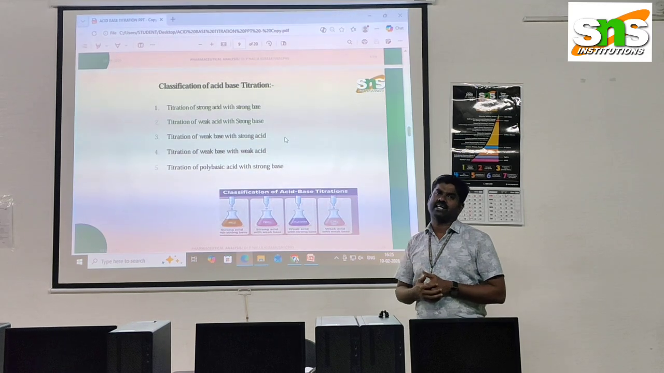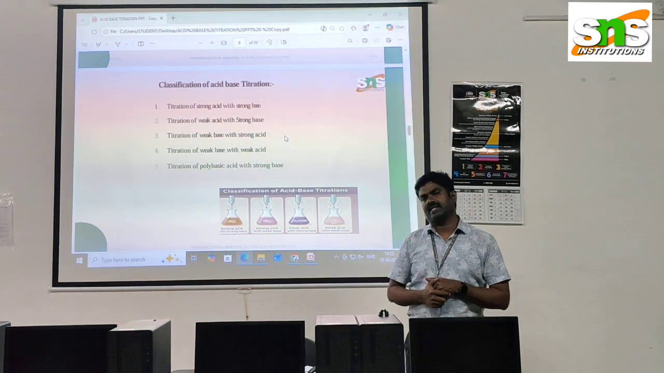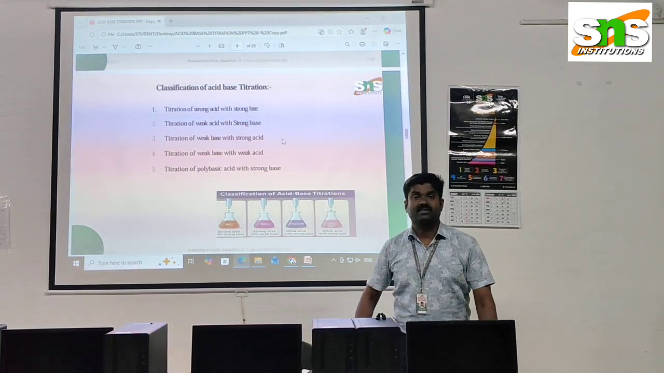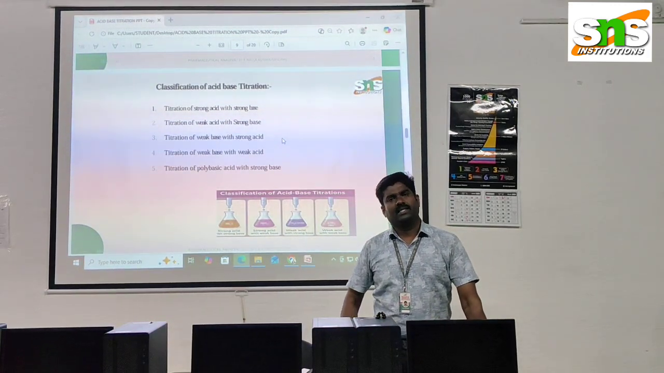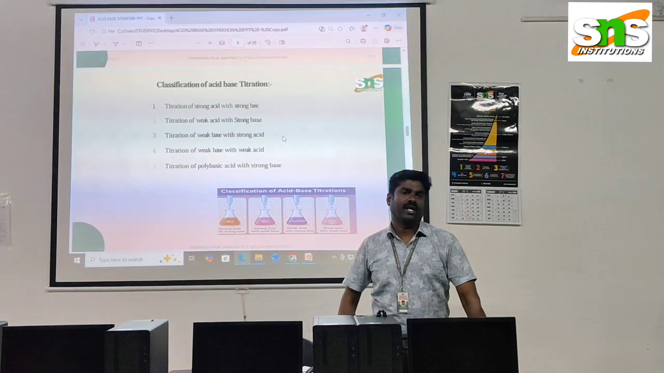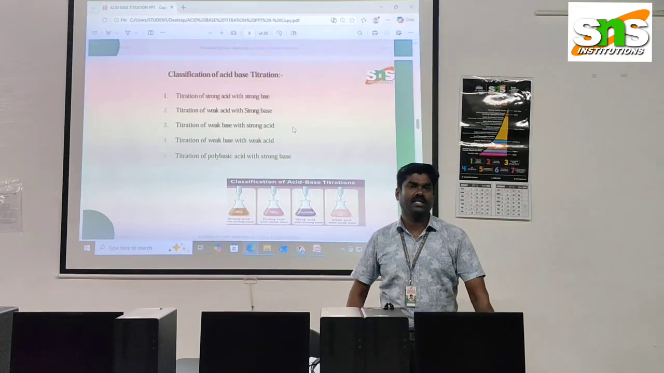The strong acid, hydrochloric acid, is the best example. The weak acid is acetic acid, which we can give as an example. The strong base is sodium hydroxide and the weak base is ammonium hydroxide. We are going to give these as examples, and we will see these types of titrations one by one.